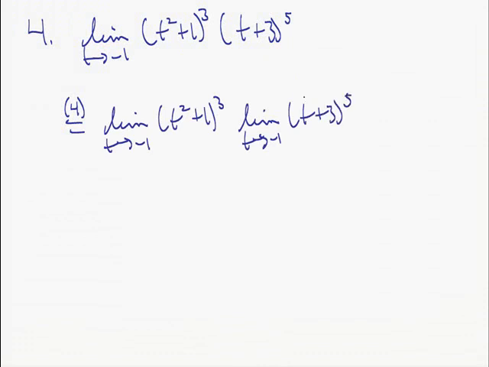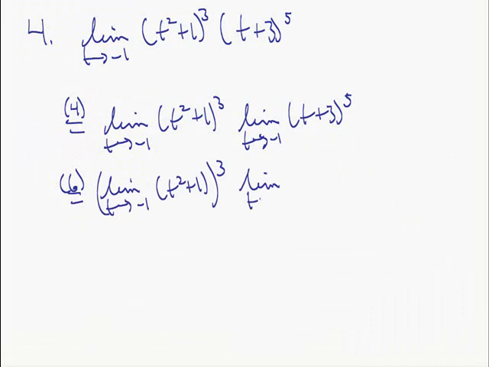Now the next law that we can use is the power law, and that's number 6. By law number 6, it says the limit of a function to a power is the power of the limit of the function. In other words, we can take the limit as t approaches -1 of t squared plus 1 and then take all that to the third power. In the same way we can do that for the second function, take the limit as t approaches -1 of t plus 3 and then take all that to the fifth power.